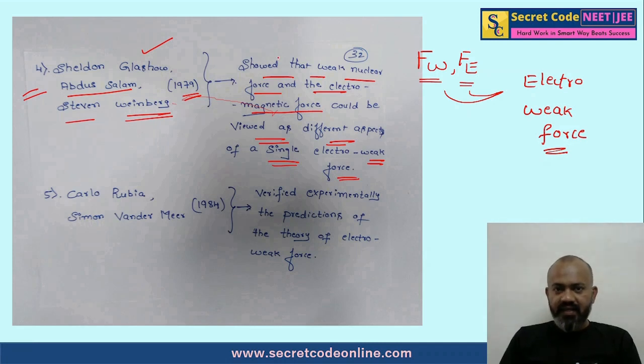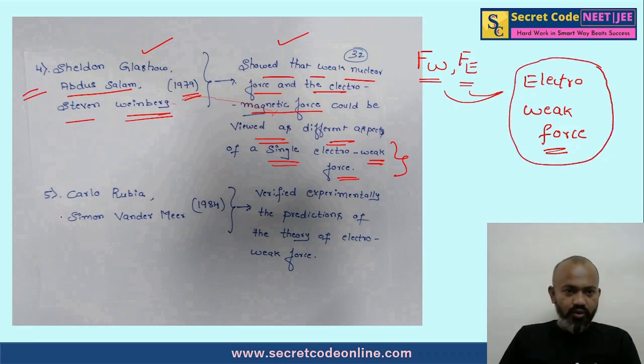I'll repeat it again. They showed that weak nuclear force and electromagnetic force can be viewed as different aspects of a single electroweak force. This was the work. Now let's move on to the fifth one.